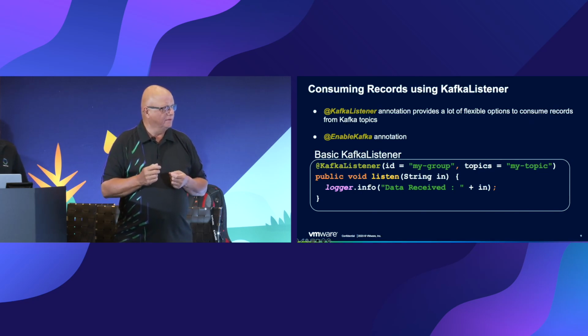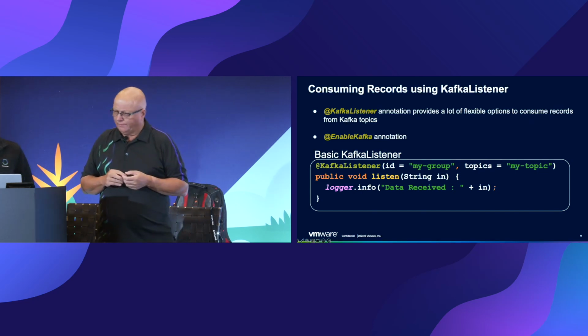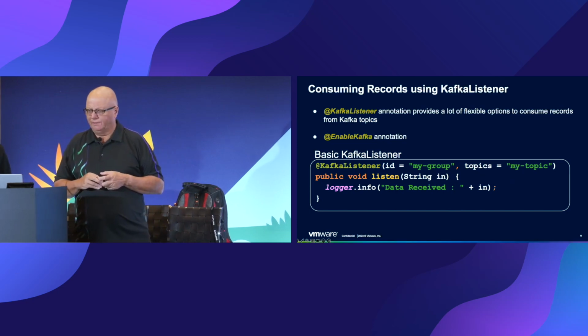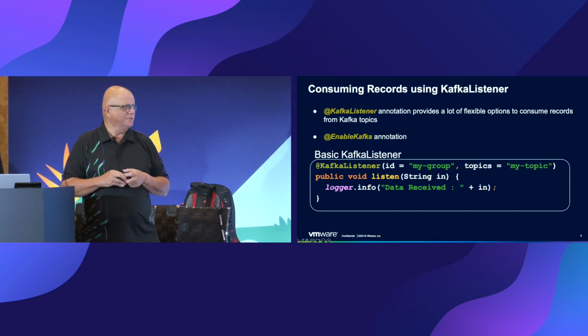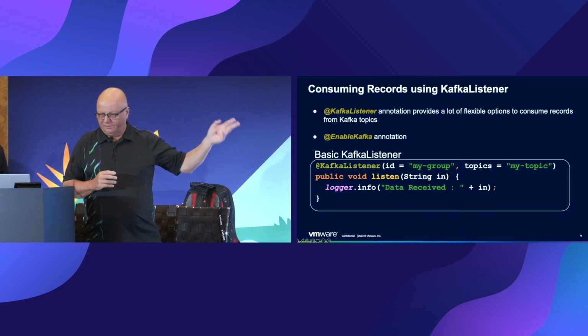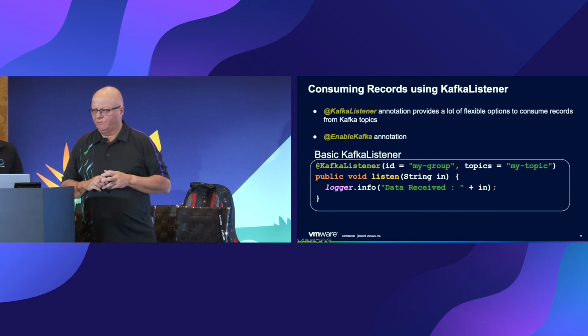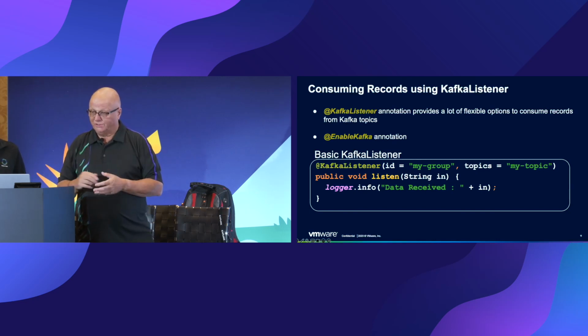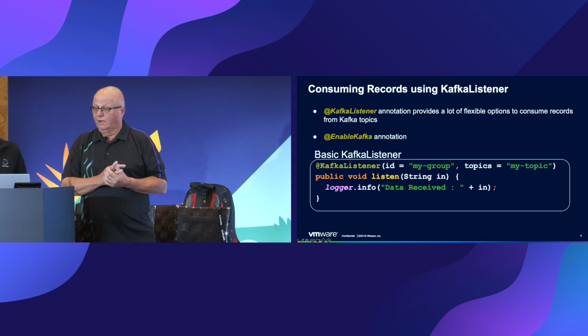using that ID. There's a bean that the framework provides called the KafkaListenerEndpointRegistry, and you can get a reference to these listener containers using the ID from that registry, and then you can perform many operations on those things. And as you can see, it's very simple. In this case, we're just getting a string value in a simple POJO method.